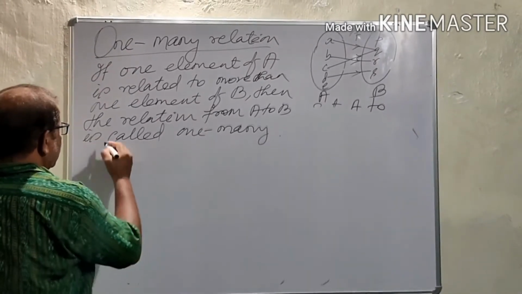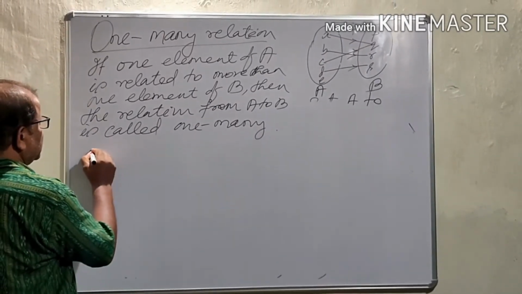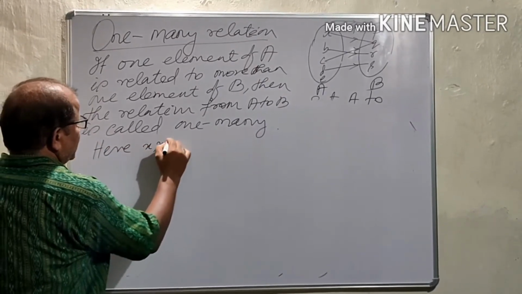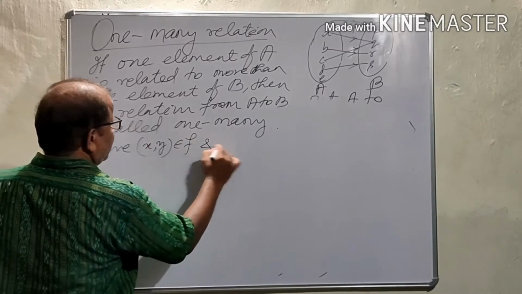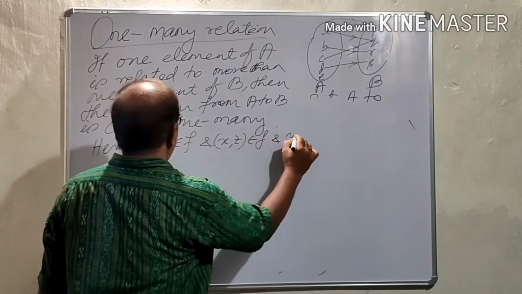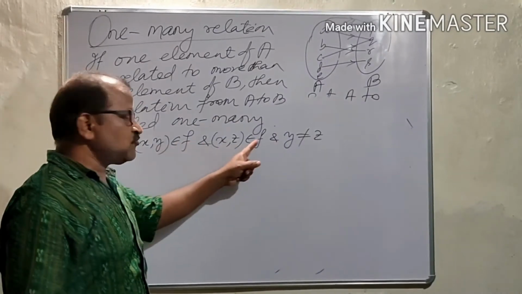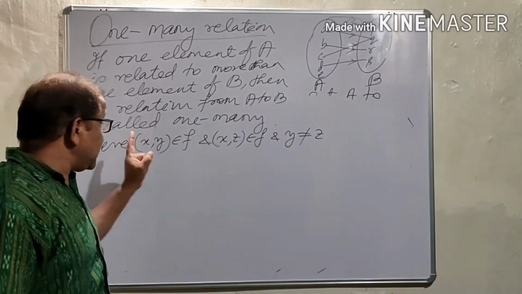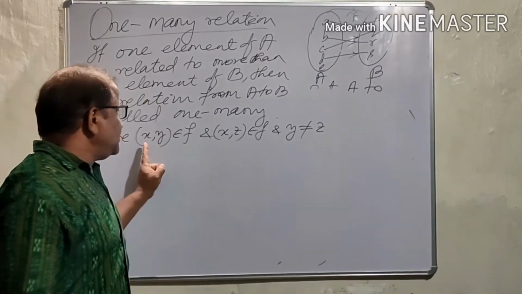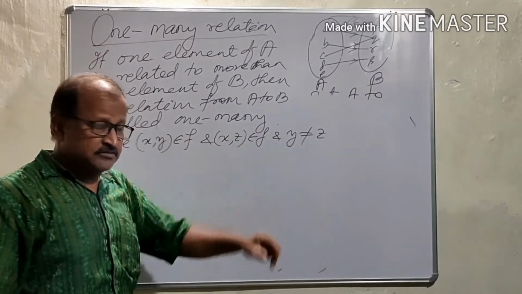Mathematically, in set builder form, in ordered pair form, we can write like this. Here, (x, y) belongs to F and (x, z) belongs to F and y is not equal to z. They are two distinct elements. y and z are two distinct elements of B, but a single element x of A is related to more than one element of B, that is y and z.